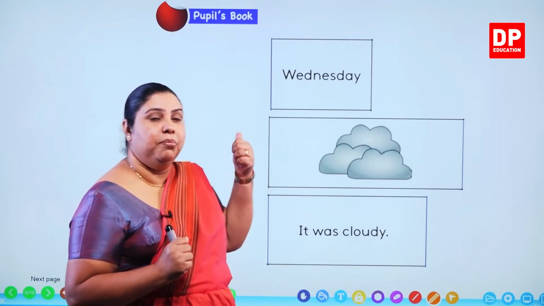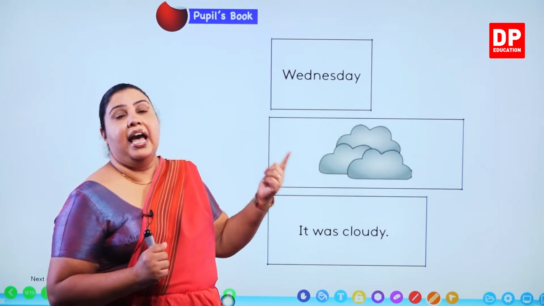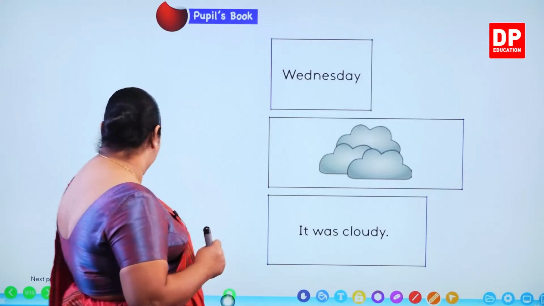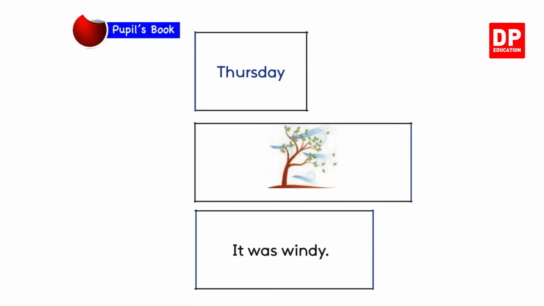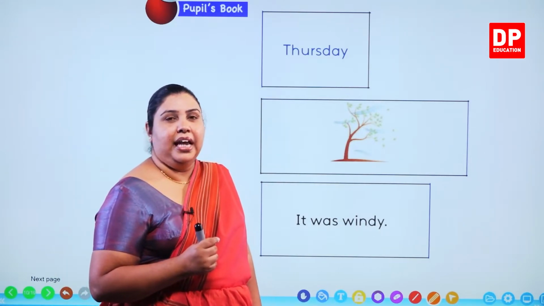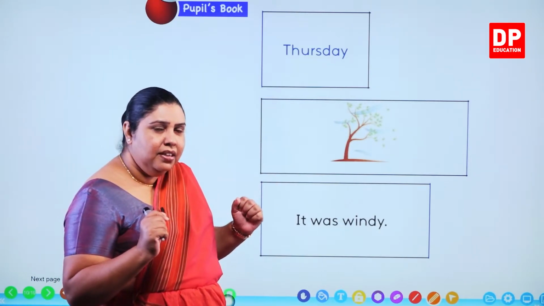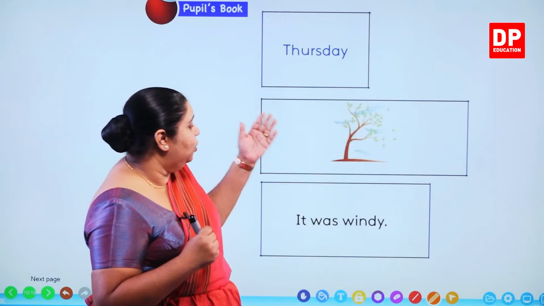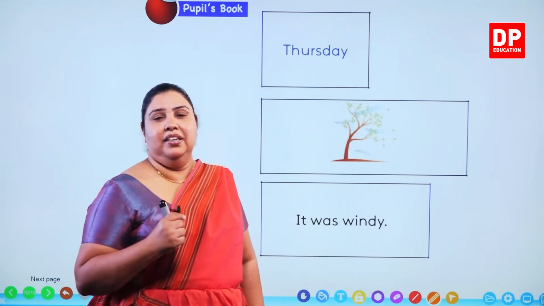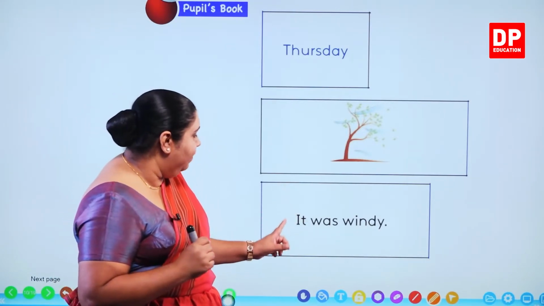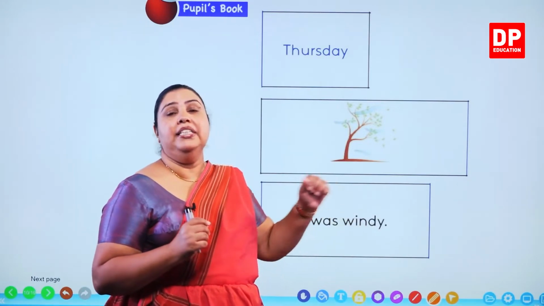Now we spoke about last Monday, Tuesday, and Wednesday. What is our next day? After Wednesday, it's Thursday. Let's see how the weather is on Thursday. Oh, last Thursday, how was the weather like? What can you see here? Can you see a bright sun or dark clouds or rain? No. What is this day? It looks like the wind is blowing. That's right. So last Thursday, how was the weather like? We have to say it was windy.